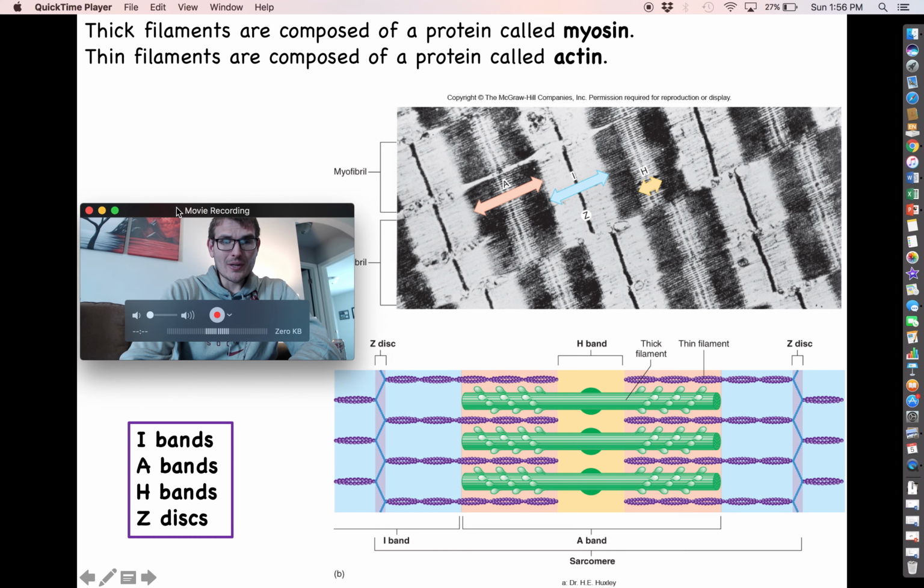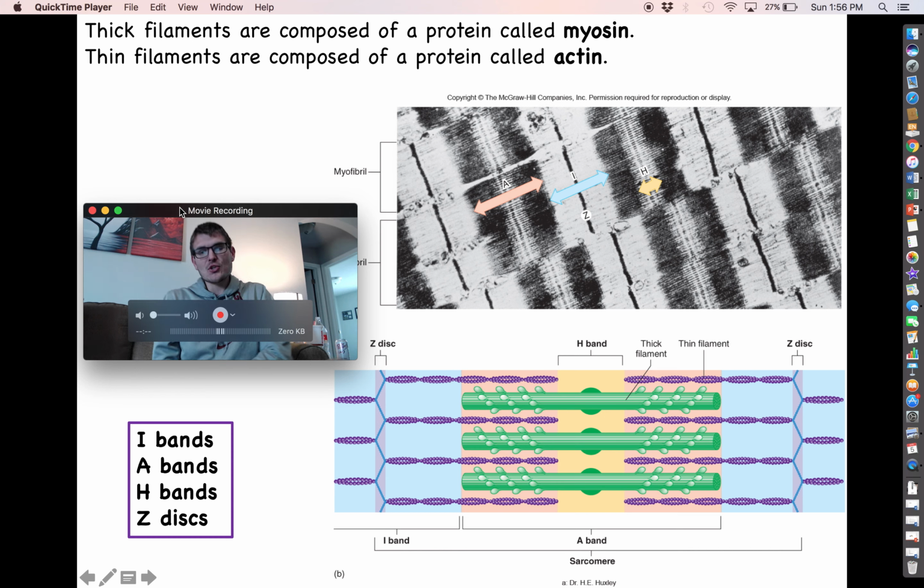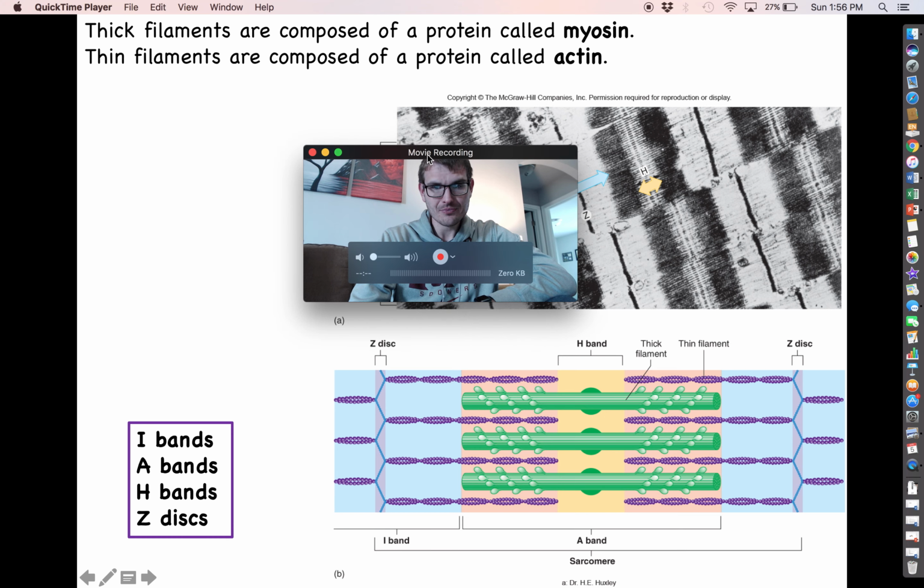So if we're going to really understand how muscle contraction works, we can understand how the organization looks in a relaxed muscle tissue, but we want to understand how we go from relaxed to contracted and back to relaxed again. And it's going to have to do with how the actin and the myosin, the thick and the thin filaments, act together in concert to get the contraction to happen.